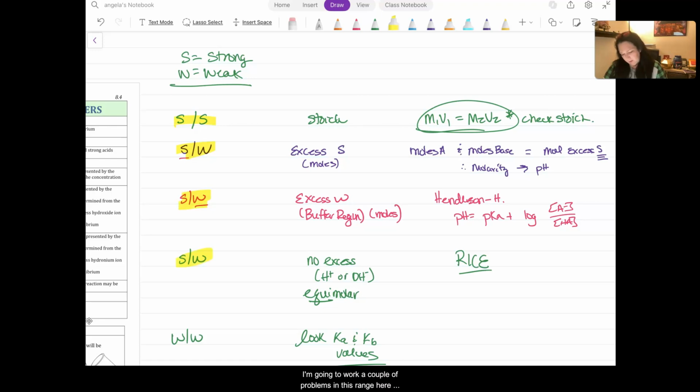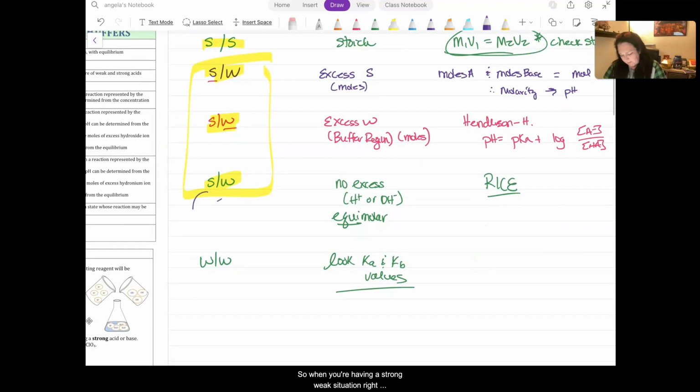I'm going to work a couple of problems in this range here for sure, because those are very common on the AP exam. They throw kids for a loop because they don't know what to do. They don't know how to solve the problem. So what I want you to do when you have a strong weak is, first things first, just go solve for the moles. Okay? So when you're having a strong weak situation right here, what I want you to do is go solve for moles.